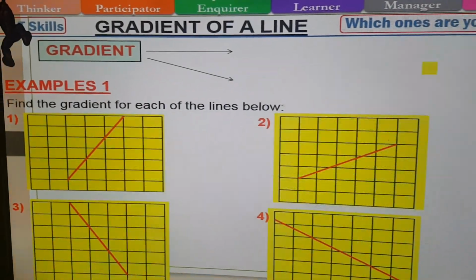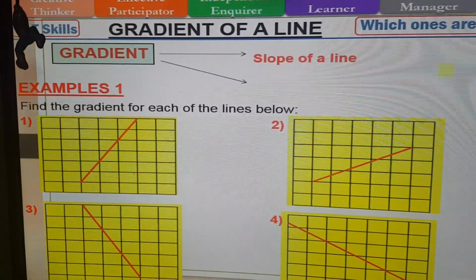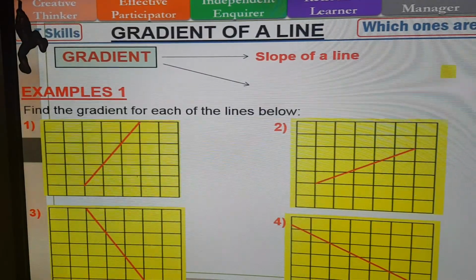So let's move on to the gradient. How do we calculate the gradient, the slope of a line?